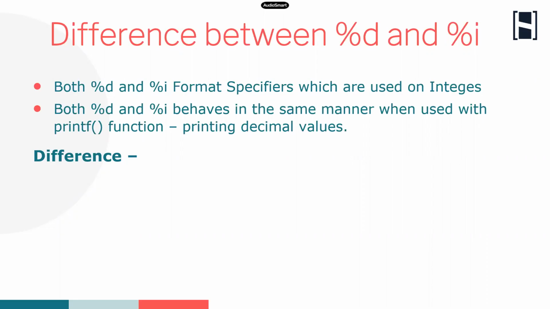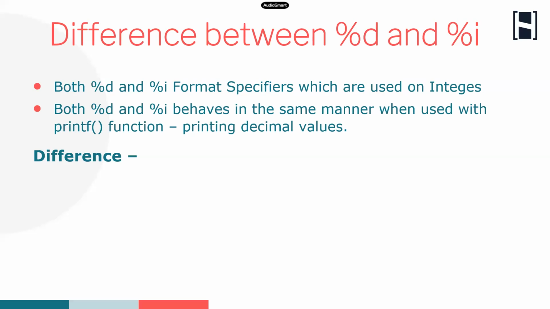Now, we already know that the printf function and the scanf function are what we call formatted functions. That is, both of these functions make use of format specifiers in order to read a value and also to display or write a value. So when I make use of %d or %i inside the printf function, it is not going to show any difference. It is going to produce the same output.